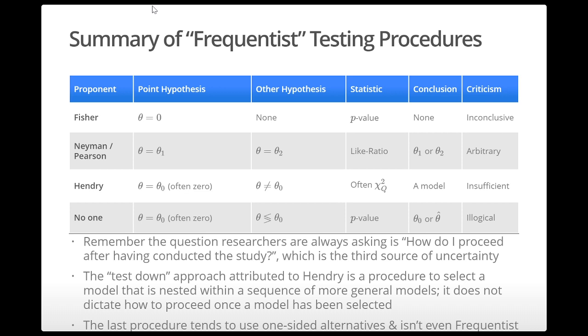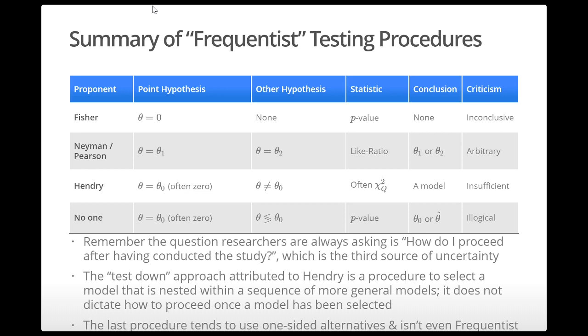Maybe you land on the right model, maybe you don't, but it doesn't tell you what to do. How do I proceed after having conducted the study once I've concluded which model to use? Because you're going to have estimates of the coefficients within those models, and they're going to have uncertainty, and so it's not really a sufficient answer either, although arguably it's sufficient for choosing a model among nested submodels.